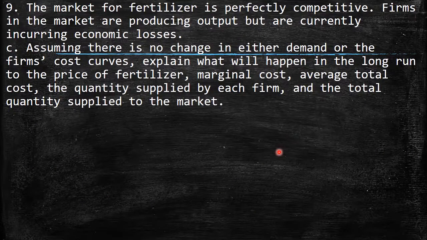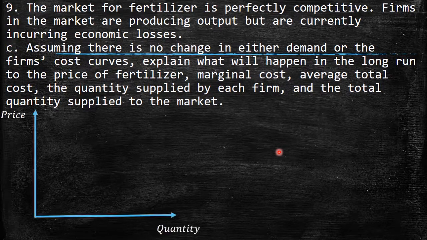Then, assuming there is no change in either demand or the firm's cost curves, explain what will happen in the long run to the price of fertilizer, marginal cost, average total cost, the quantity supplied by each firm, and the total quantity supplied to the market.